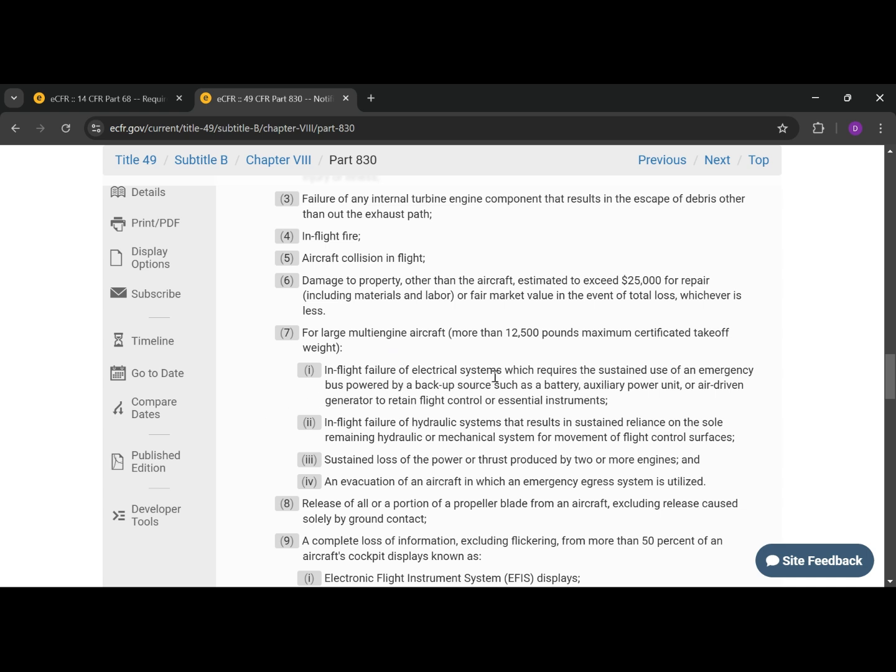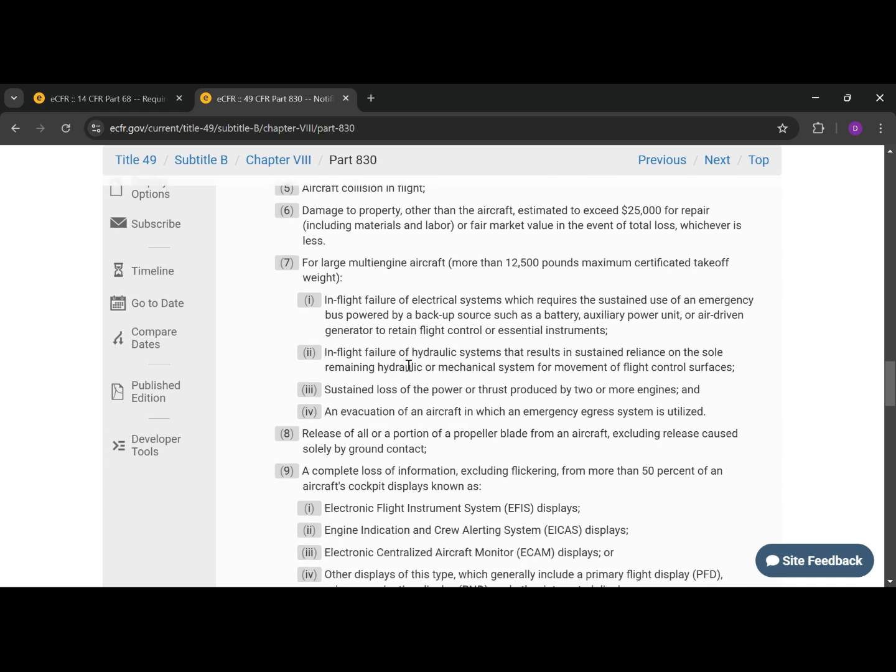In-flight failure of electrical systems, which requires the sustained use of an emergency bus powered by a backup source, such as a battery, auxiliary power unit, or air-driven generator to retain flight control or essential instruments. In-flight failure of hydraulic systems that result in sustained reliance on the sole remaining hydraulic or mechanical system for movement of flight control surfaces.